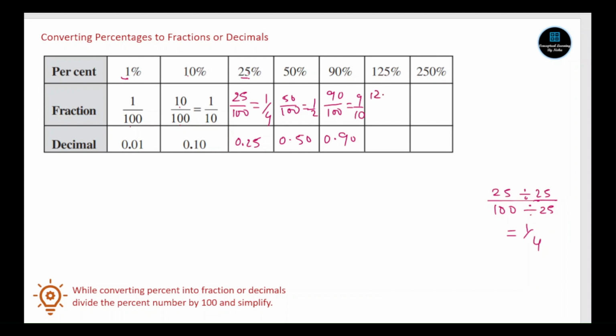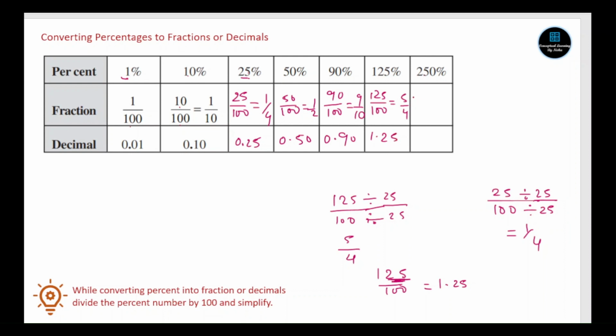Now this is 125 upon 100. How do you simplify this? 125 upon 100, I am dividing both numbers by their HCF, which is 25. So what do I get? 25, 5 times, 25, 4 times. So I'll get 5 upon 4. I can write it as a mixed fraction also. And while writing the decimal, it is 125 upon 100, right? So the decimal is 1.25. Just like that, you have to cut 2 digits from the right side. So this is 1.25.